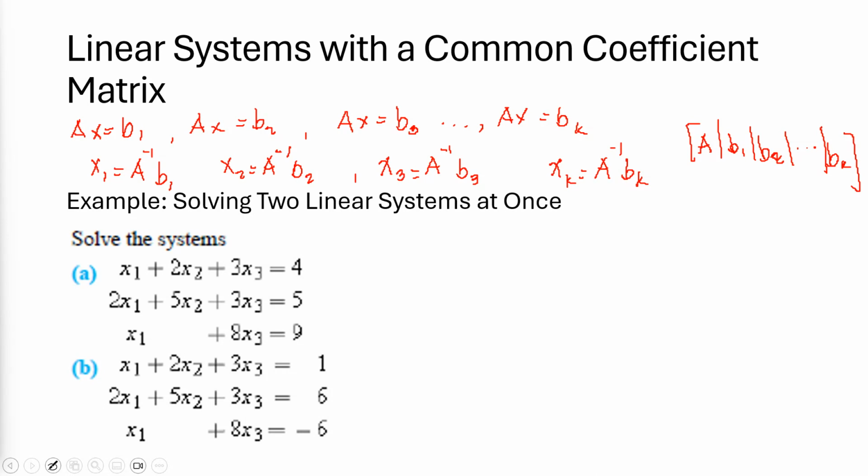So let's have an example: solving two linear systems at once. Here you have to solve these systems. As you can see, the A and B systems are the same except for the right side of the equation. So what we are going to do here is make this one a partitioned system.